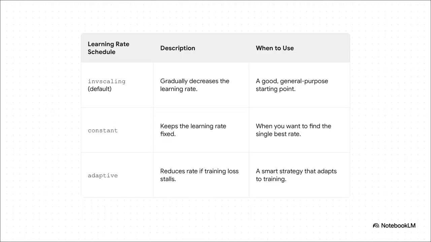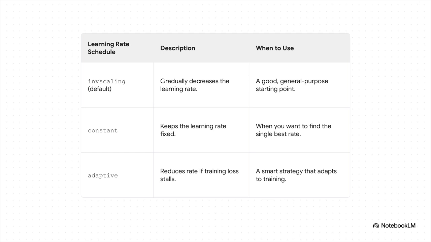Okay, next up, the learning rate. This is basically how big of a step the model takes as it learns. Scikit-learn gives you 3 main flavors. You've got inverse scaling, that's the default. It just slowly makes the steps smaller and smaller. Constant is exactly what it sounds like. You pick a step size and it sticks with it. But honestly, the one I usually reach for is adaptive. It's just smarter. It keeps the step size the same, but if the model stops getting better, it cuts the step size down.